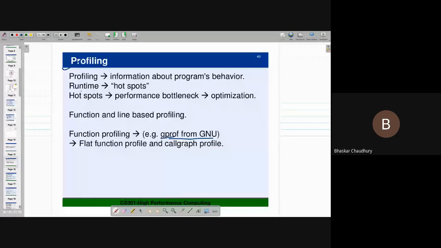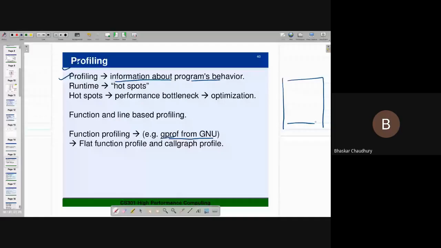Let's say you have a program which has a lot of subroutines, S1, S2, S3, and several functions, F1, F2, F3. First we need to understand what is going on inside those subroutines and functions. Which subroutine is taking more time? Which functions are being called more compared to other functions? And then we have to identify what we call hotspots in terms of runtime.